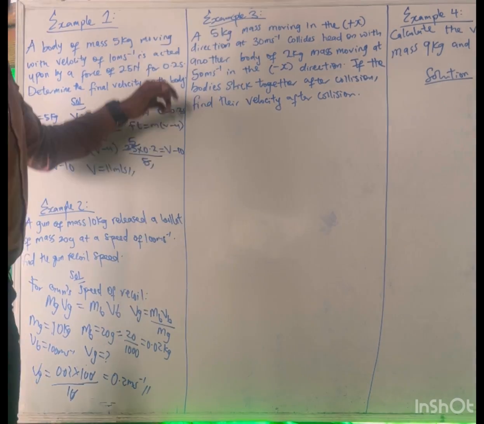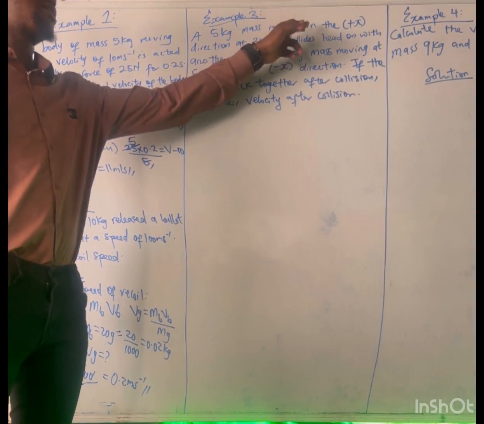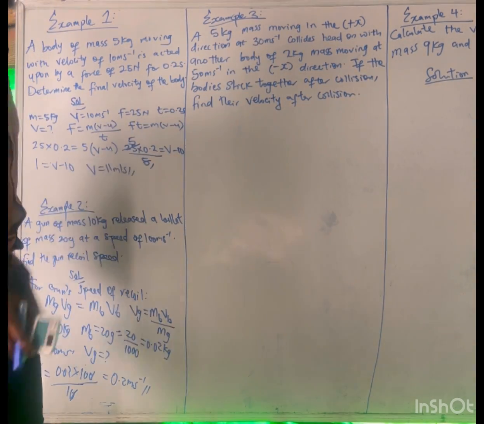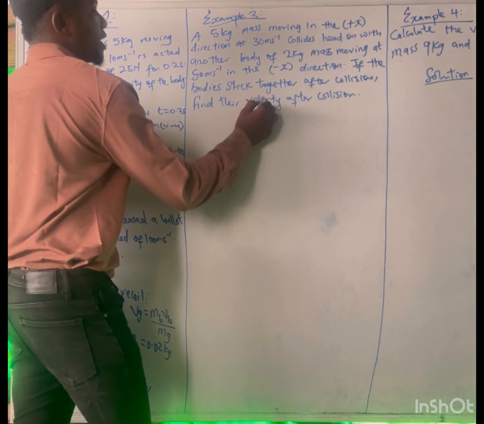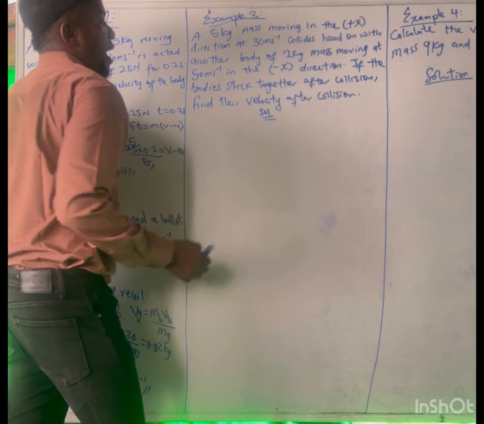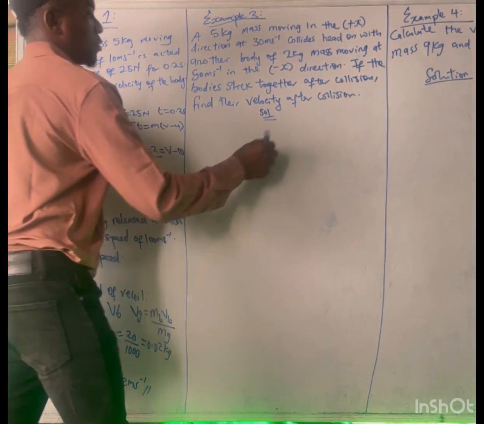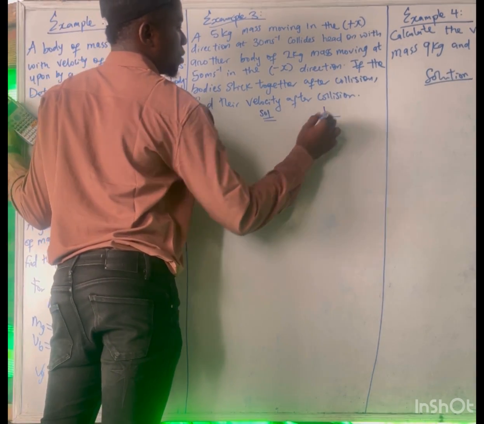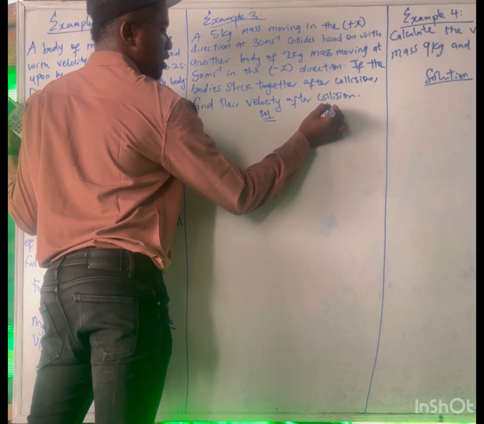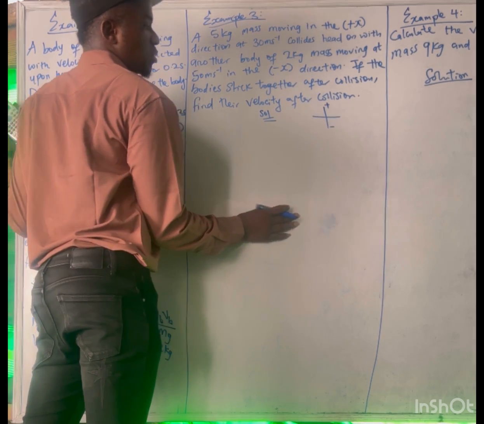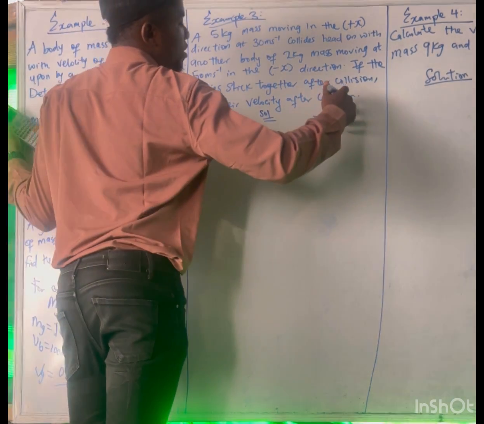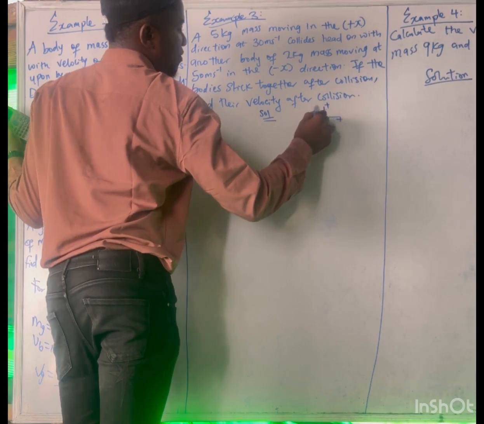Next example I have here is that a 5 kg mass moving in the plus x direction. So this is the detail given to me. I have to be able to identify the following. If it goes up, that is plus. If it comes down, that is minus. If it is to the right, that is plus. To the left is minus.